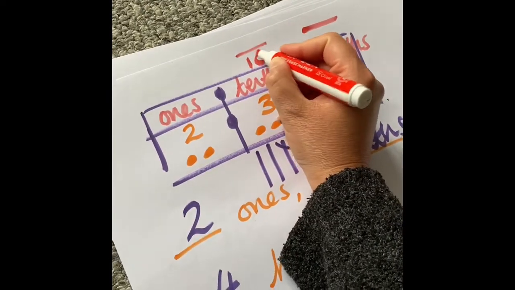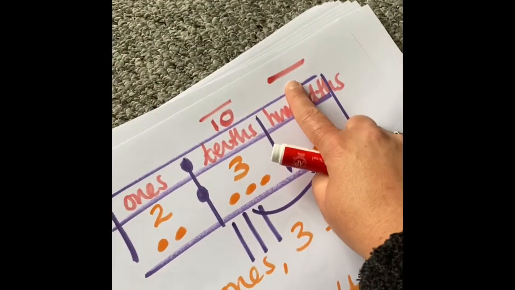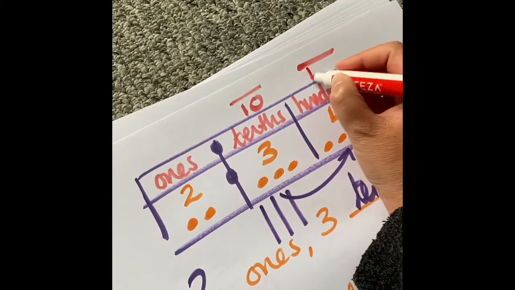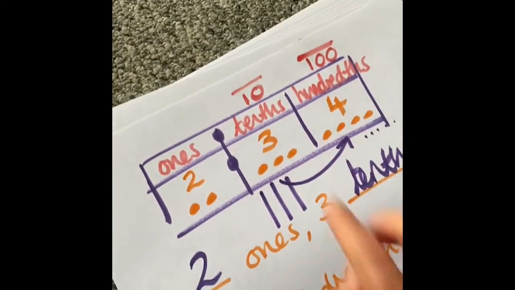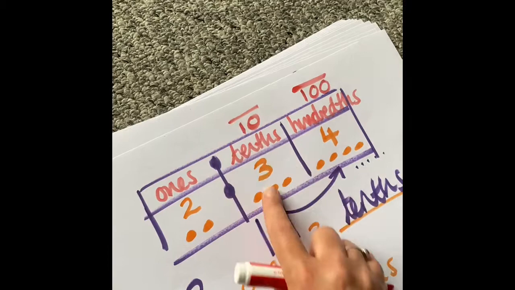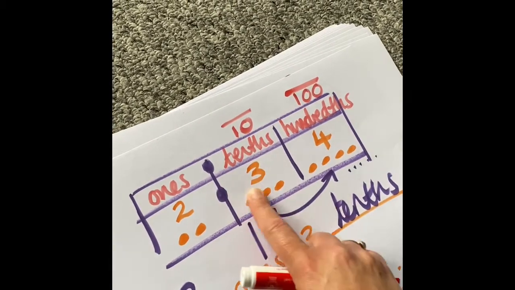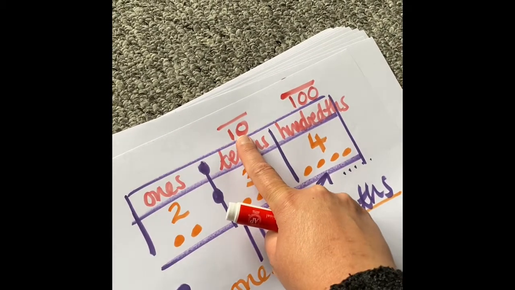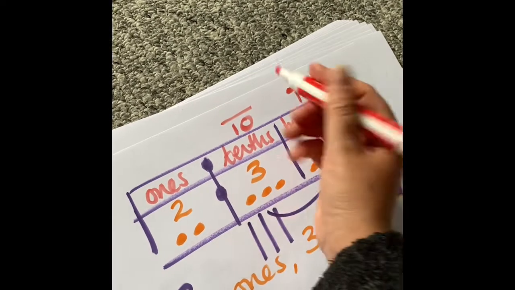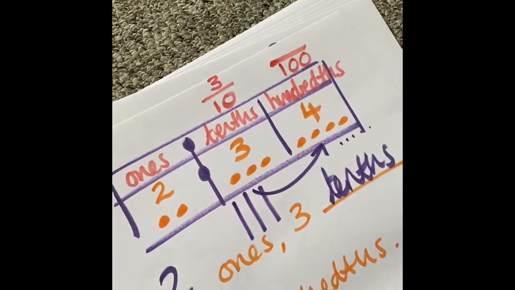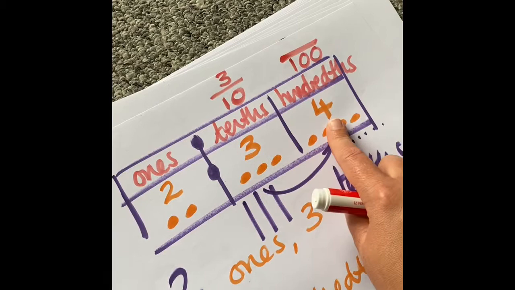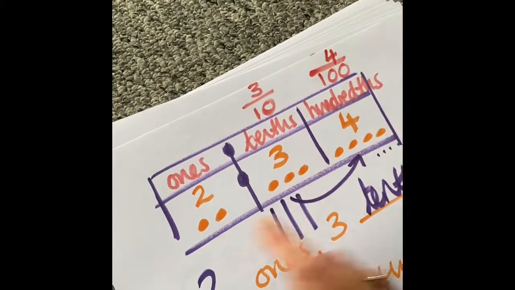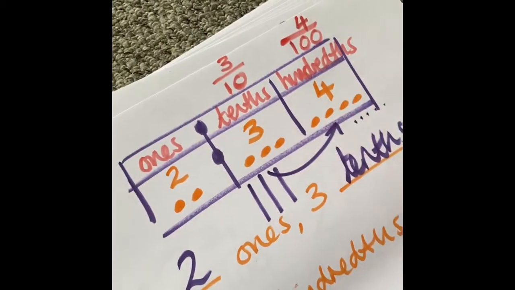If I put a 10 here, what do you think this one could become? Brilliant. These are your hundreds. So what do you think could become up here? How many do I have in this column, which is my tenths or my tens if I'm turning it into a fraction? Brilliant. And then what is it in here? 4. So I have expanded my fraction here.